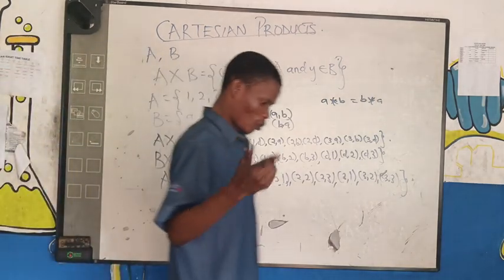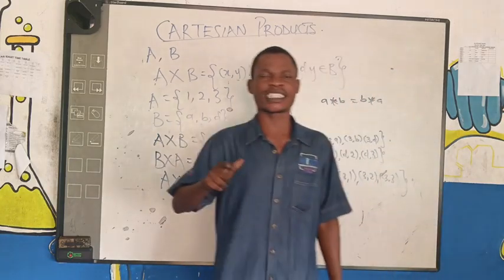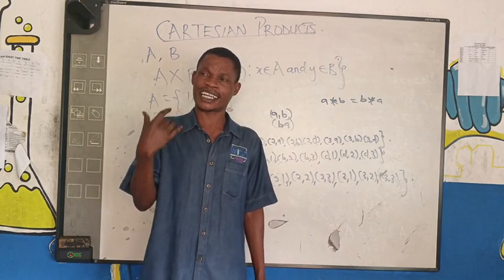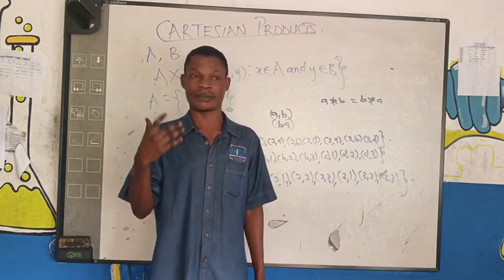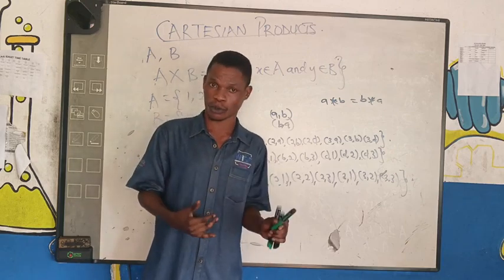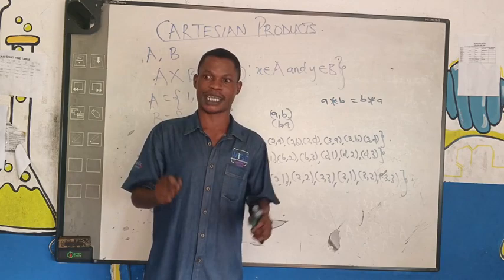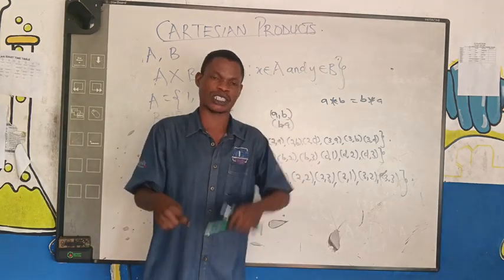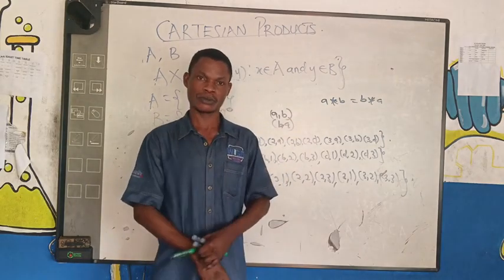Now, another question, and I think that was the question I asked earlier, but I can't remember: is the cardinality operation on Cartesian products commutative? I've told you that the cardinality of a set is the number of elements in the set. Now, that operation, cardinality of Cartesian products, is it a commutative operation?